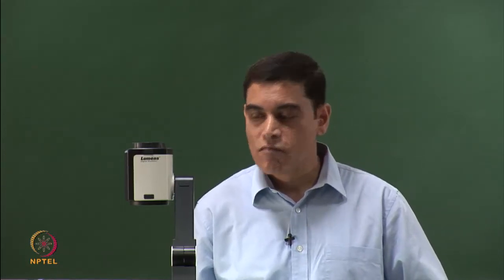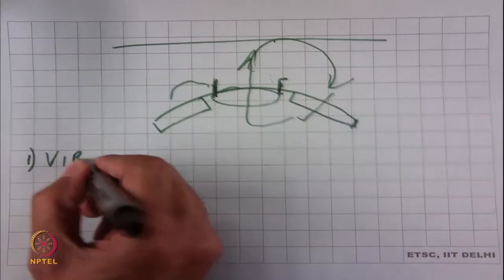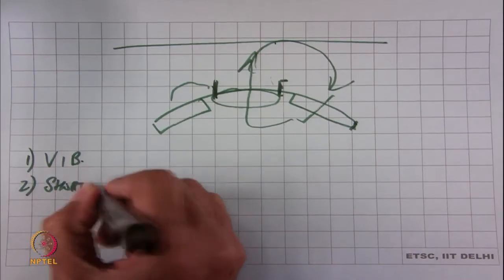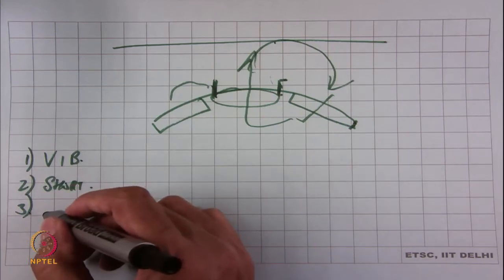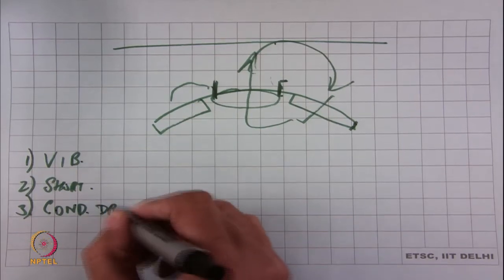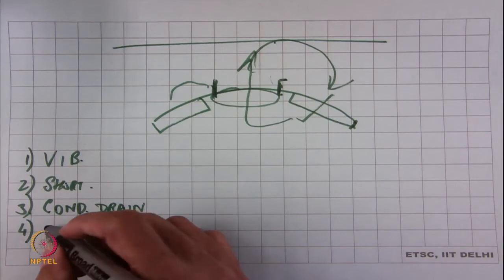So I have talked to you about vibrations, talked to you about short cycling of air. I'm just trying to remember, is there something I missed? Then we talked about condensate drain. Okay, so one other thing that came up was rain.